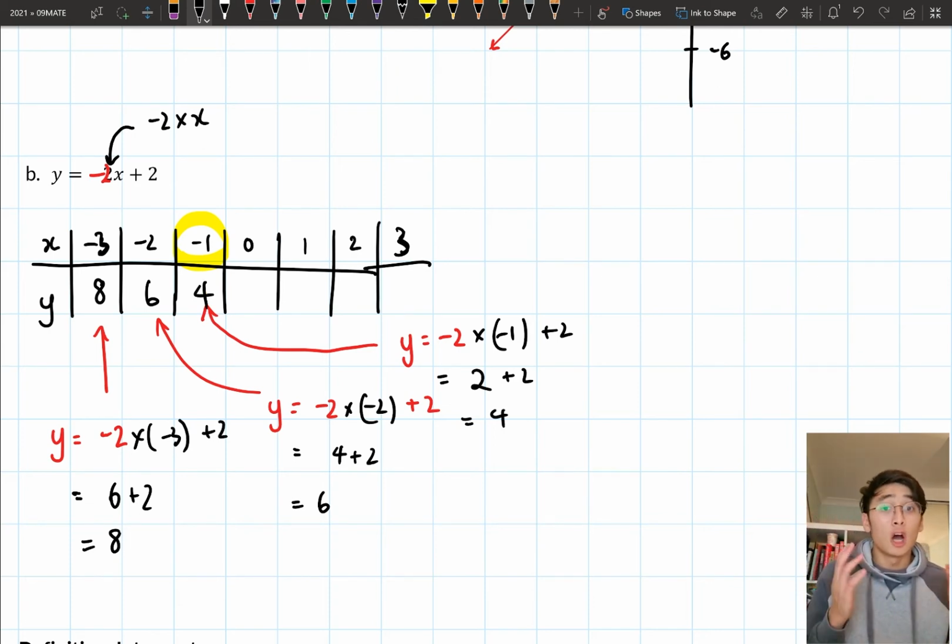Now after doing a few, hopefully you're starting to notice a pattern. What do you notice each time we're going across by 1? Well, every time we're going across by 1, we seem to be going down by 2. So minusing 2 each time. So the next one, we should expect to get 2.